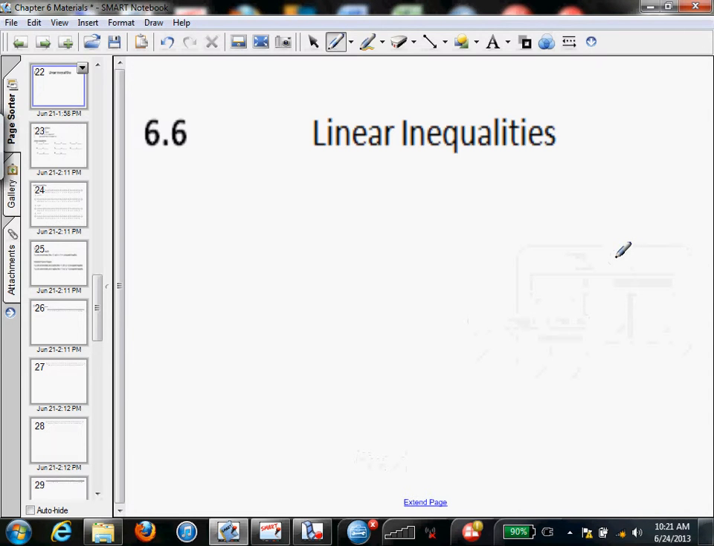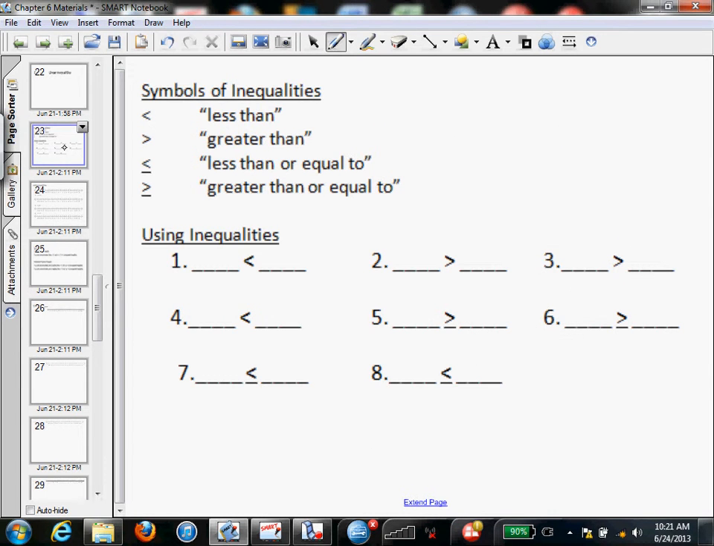Hello, and I want to welcome you to a discussion on 6.6 linear inequalities. So let's get started. First of all, in your notes you'll see symbols used for inequalities. There are four different types you'll see.